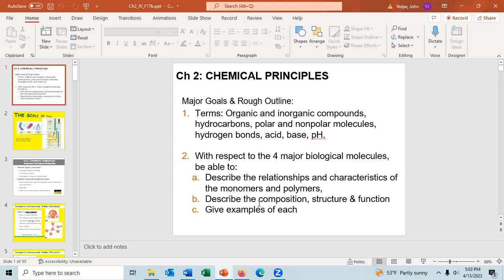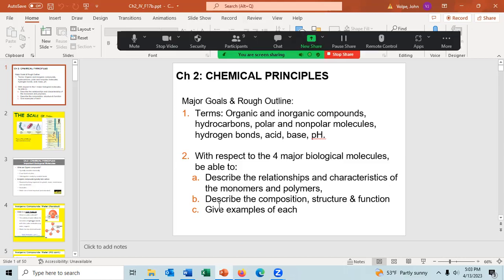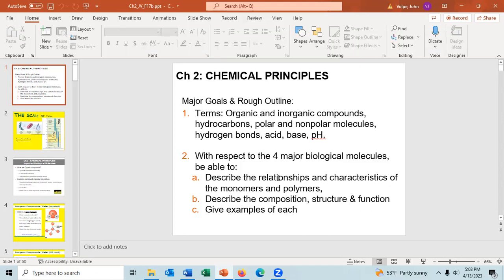So the normal slide I give you is an introductory slide giving you the major goals and a rough outline. Know the terms of chapter 2. Excuse me, I've got a frog in my throat. What's an organic and an inorganic compound? What are hydrocarbons? What are polar and nonpolar molecules? What are hydrogen bonds? What's an acid, a base? And what is the pH?